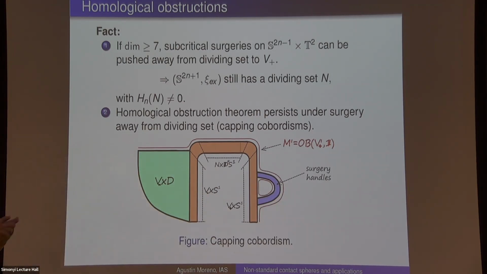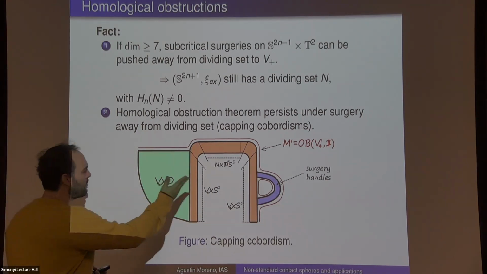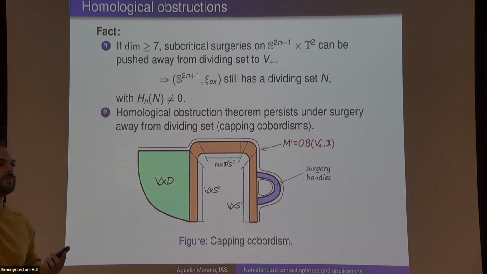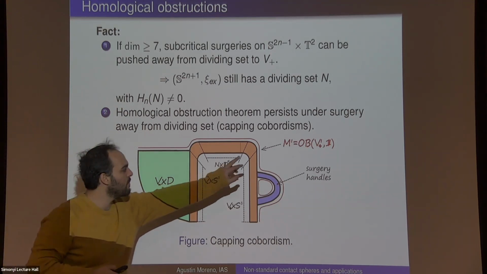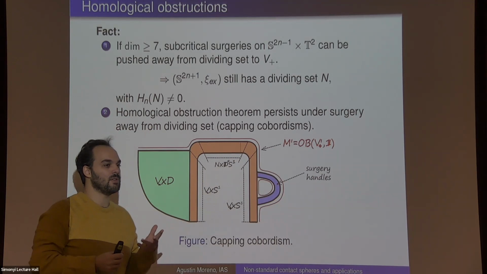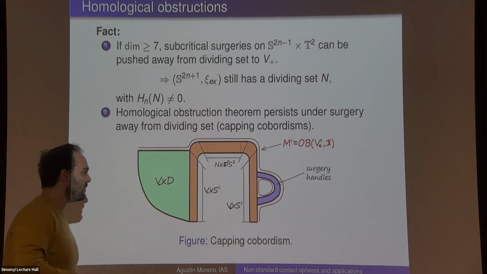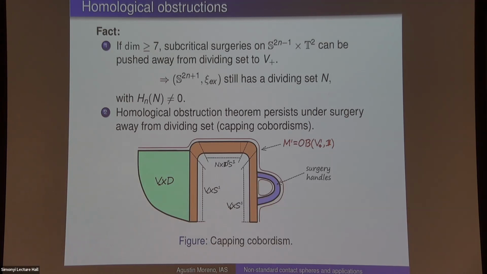Okay, and now you have this manifold, and you can still do the previous proof as before. There's another sequence of cobordisms that takes you to V plus prime times S2, and then you run the previous proof. The thing to observe is that the nth homology of V prime plus is the same as the nth homology of V plus. So there's a clever sequence of surgeries that you can do to show that this homological obstruction theorem stabilizes under surgeries. And that's basically all the ingredients you need to finish the proof.